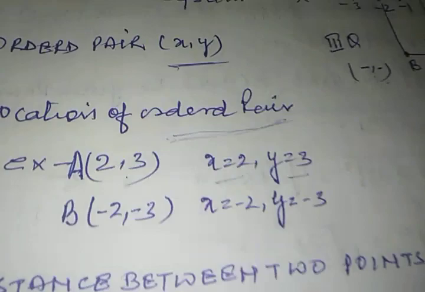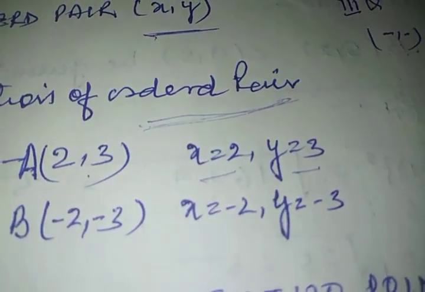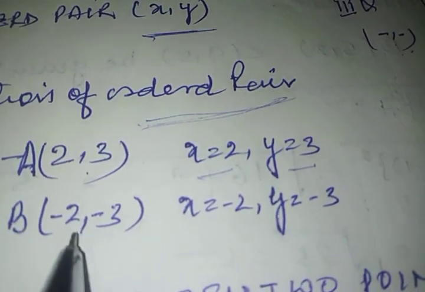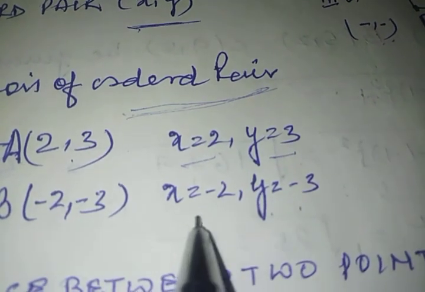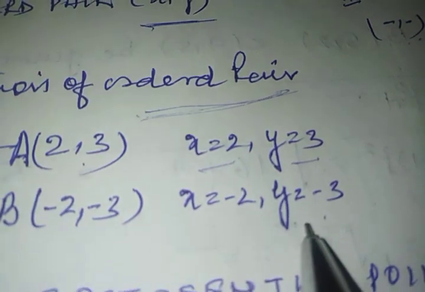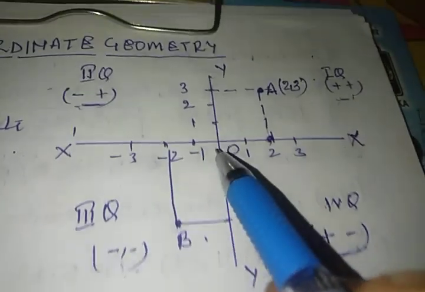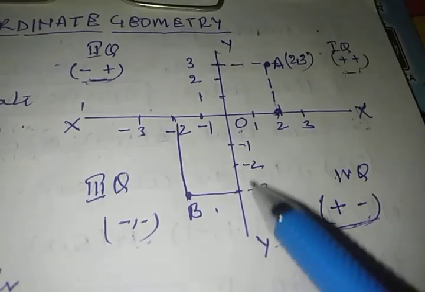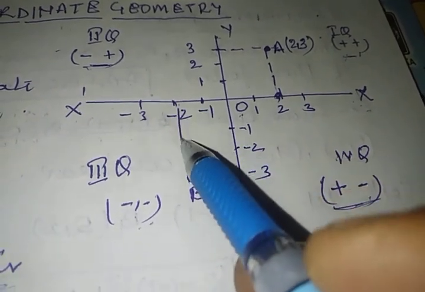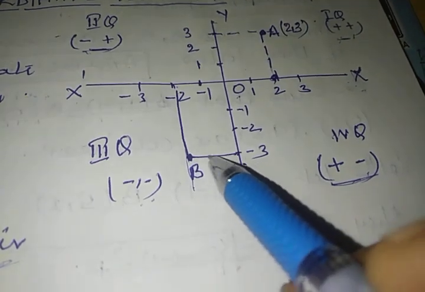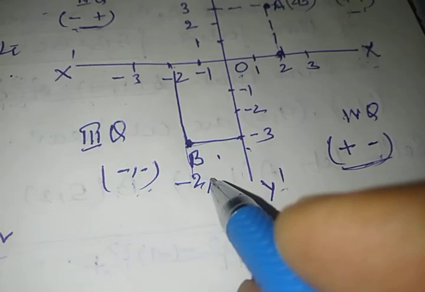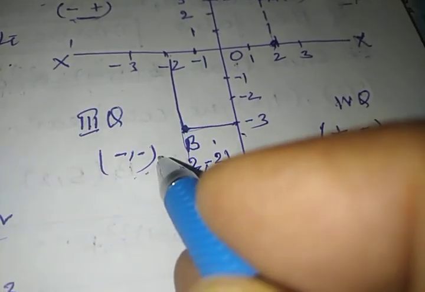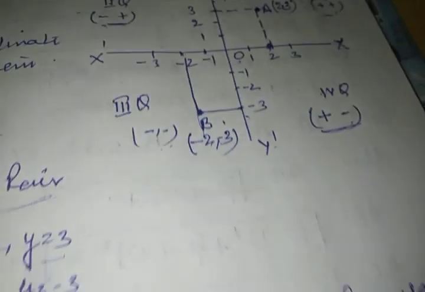Suppose next we have point B(-2, -3). So x is equal to -2, y is equal to -3. Since both x and y are negative, this will be in the third quadrant. See this is x = -2, this is -3. From x you draw the line, from -3 you draw the line, they meet here. So B is the point (-2, -3). Just remember, x is written first, y is written second.